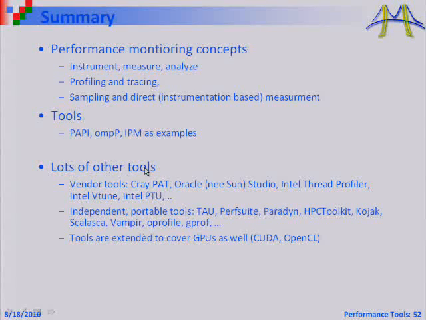I should mention that there are also lots and lots of other tools. And they come basically in two different versions. One is each vendor basically has their own tool set. For example, Cray has a tool set called Cray Pat. Oracle, previously Sun, had a tool called Sun Studio. Intel has Thread Profiler, VTune, PTU, and so on. And these tools usually work pretty well. They can take advantage of the combined stack. They know what the compiler does and so on. But they are typically not very portable. So if you move from one machine to another, this particular tool might not be there or might not work so well. And so there's also a large range of independent and portable tools.